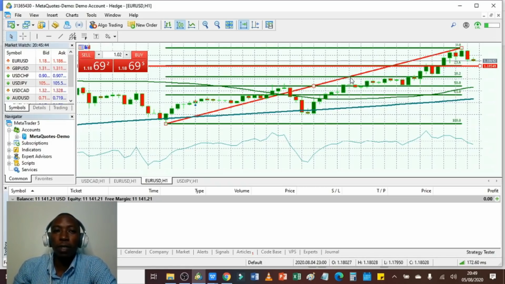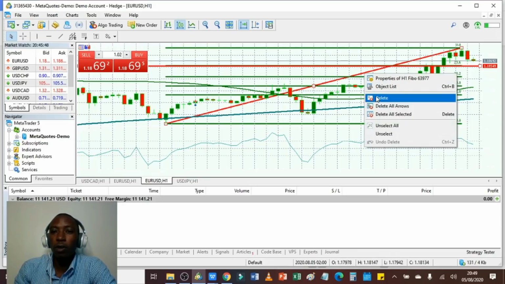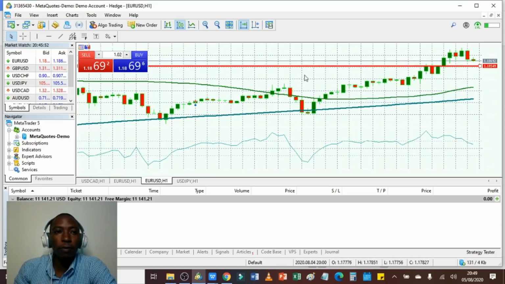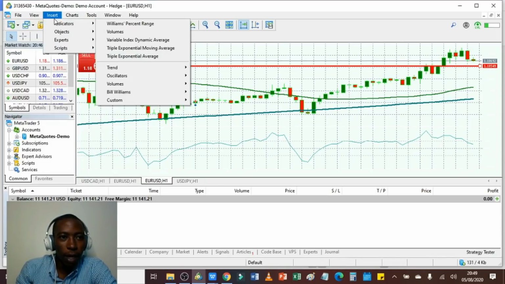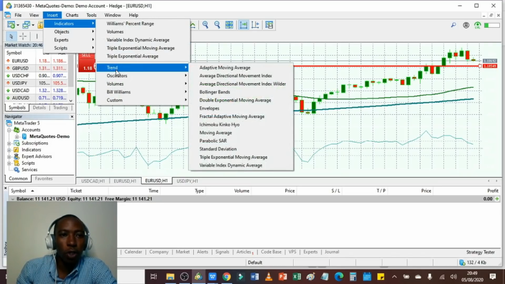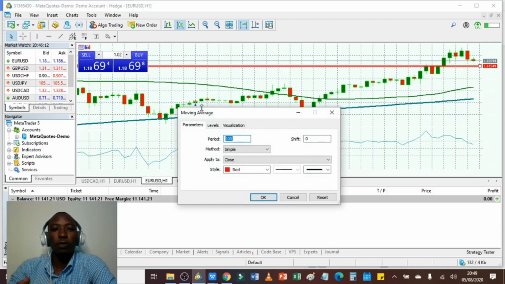I will show you how to sketch them on this chart and how to use them as a technical trading tool. The second technical trading tool I use is the moving average, and heading over here to insert, we use the insert button on the menu bar. Under insert, we go to indicators, and then we go to trend indicators. Under trend indicators, we shall find our moving average. So for moving average, we can set them. You can see the pop-up screen there.